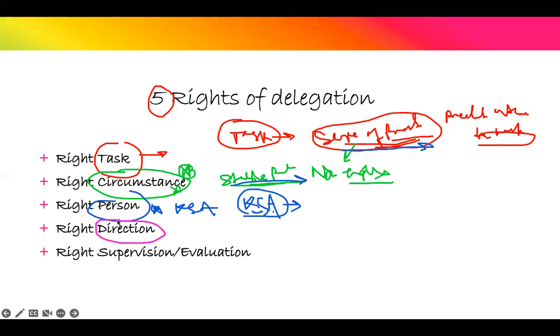Then the direction. You, the nurse, give the right task because it is within the scope, the circumstances are appropriate, and the provider has knowledge, skill, and ability. You also need to ensure that you're giving them direction: clear instructions on what they need to do if there's a problem. They should report to you, and the delegator should make sure they understand in what circumstances they should call. So that is giving them the right direction.